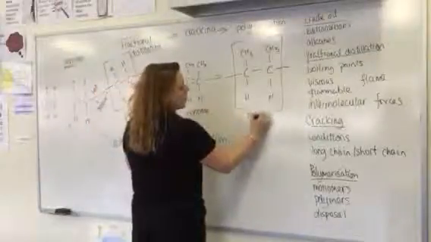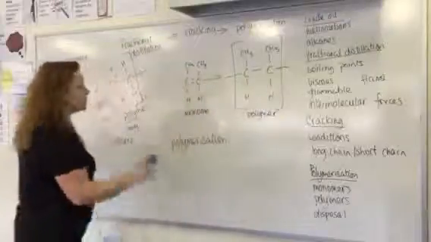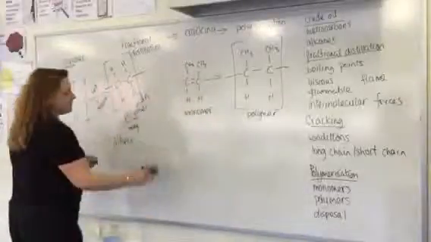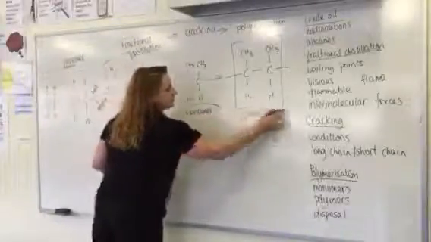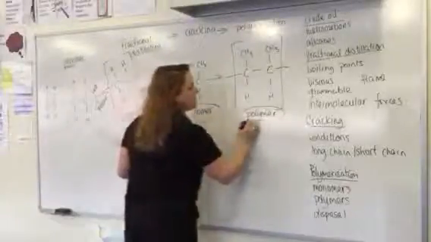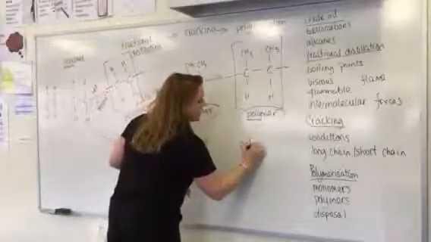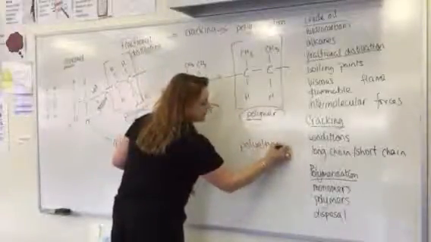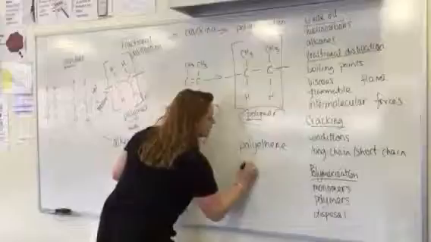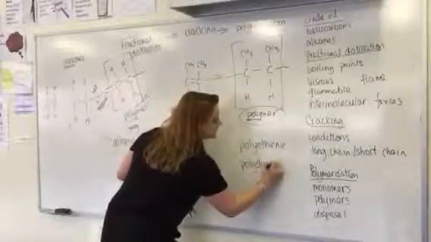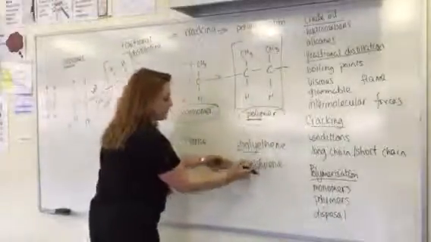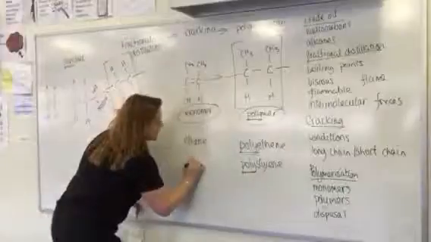And that's my polymer. Now, quite often we're asked to name monomers and polymers. The way in which we do this is, if I've got a monomer called ethene, my polymer is called polyethene. If I've got a polymer called polystyrene, my monomer, I just take the poly off it, would be styrene.